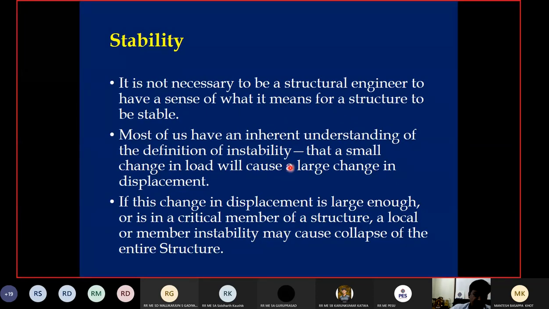Now, if this change in displacement is large enough, or it is in a critical member of a structure, a local or member instability may cause collapse of the entire structure. So this particular stability is a very important aspect.